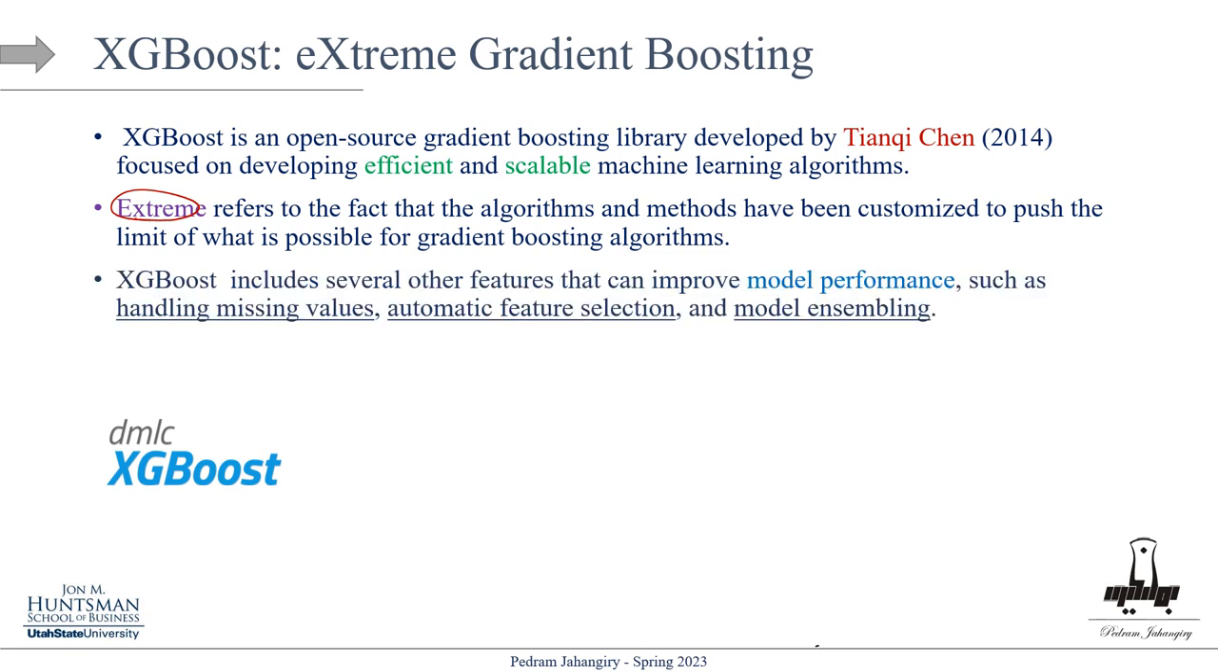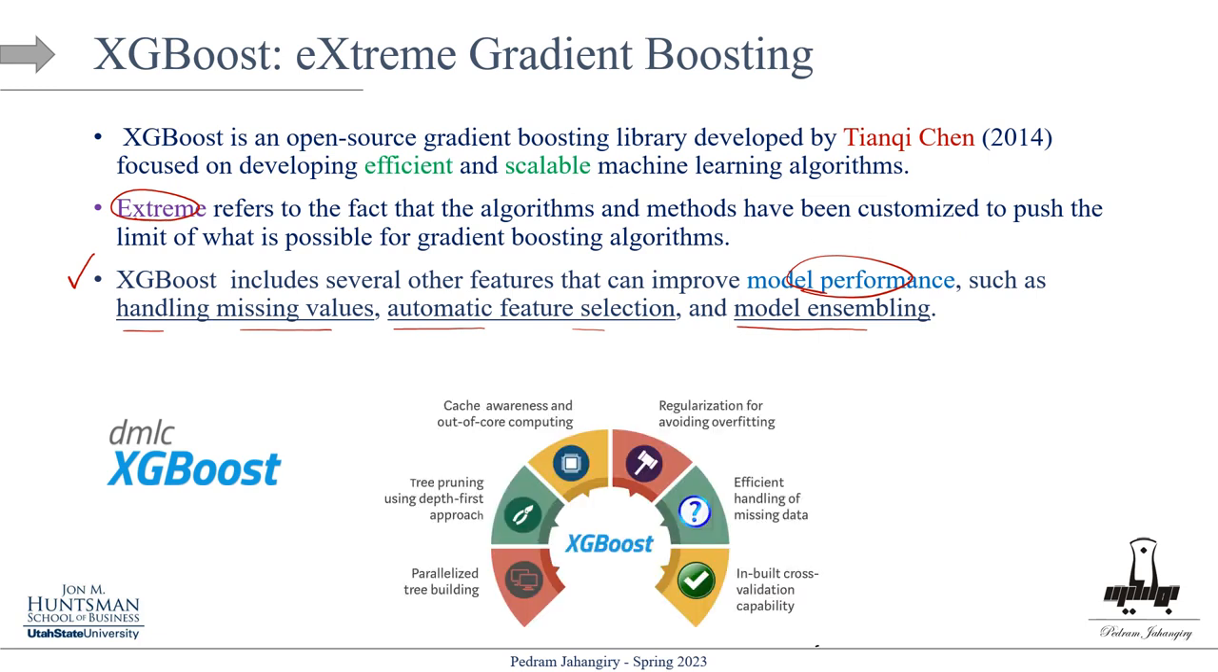So XGBoost includes several other features that can improve model performance: handling missing values, automatic feature selection, and model ensembling. Right. So remember, this part is common among the three boosting algorithms that we investigate, XGBoost, CatBoost, and LightGBM. All of them have their own method for handling missing values. They do automatic feature selection, and they have their own way of ensembling models, right? So what makes XGBoost very fascinating can be summarized in this nice chart. I'm going to start from the bottom right. It has built-in cross-validation capability.